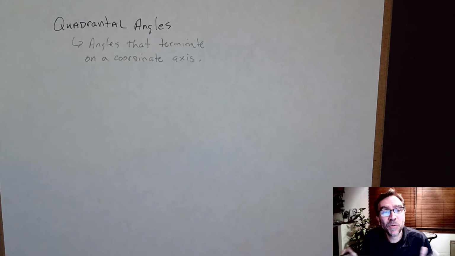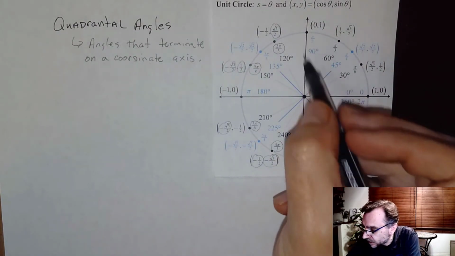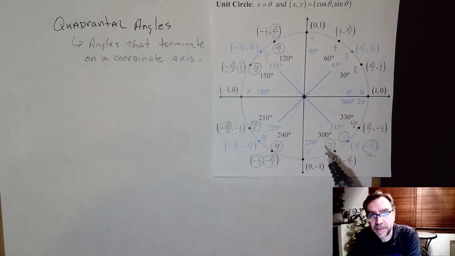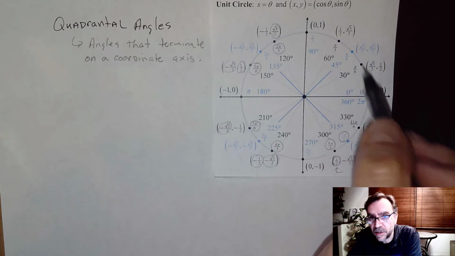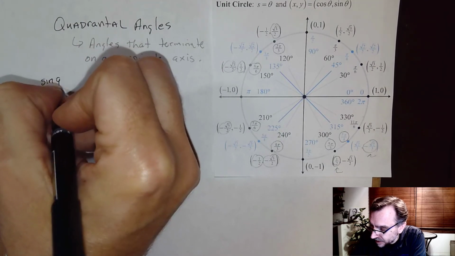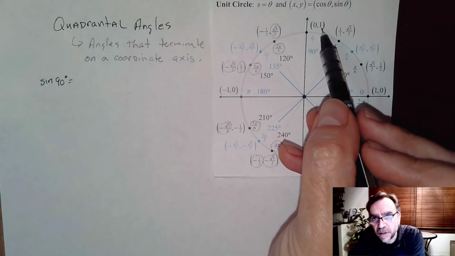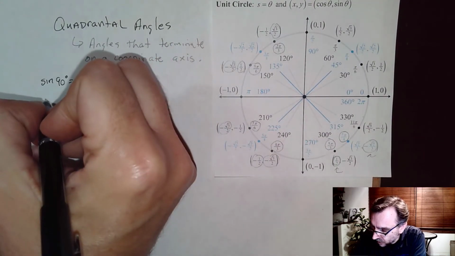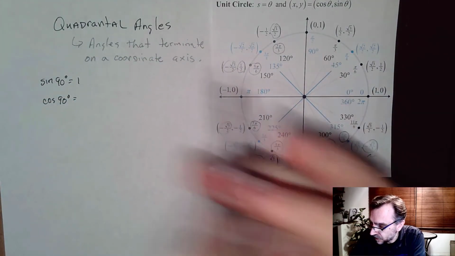Lastly, I want to talk about quadrantal angles, or angles that land on coordinate axes. So here's my unit circle diagram. And the first quadrantal angle that I see is 90 degrees, right? That's the positive y-axis there. Or I suppose we can start with 0 degrees, but I'm going to start with 90 degrees. From our unit circle diagram, I can see sine of 90 degrees is a y value, so I see there a 1. So sine of 90 degrees is 1. Cosine of 90 degrees, cosine is the x value, right? So I see there a 0.